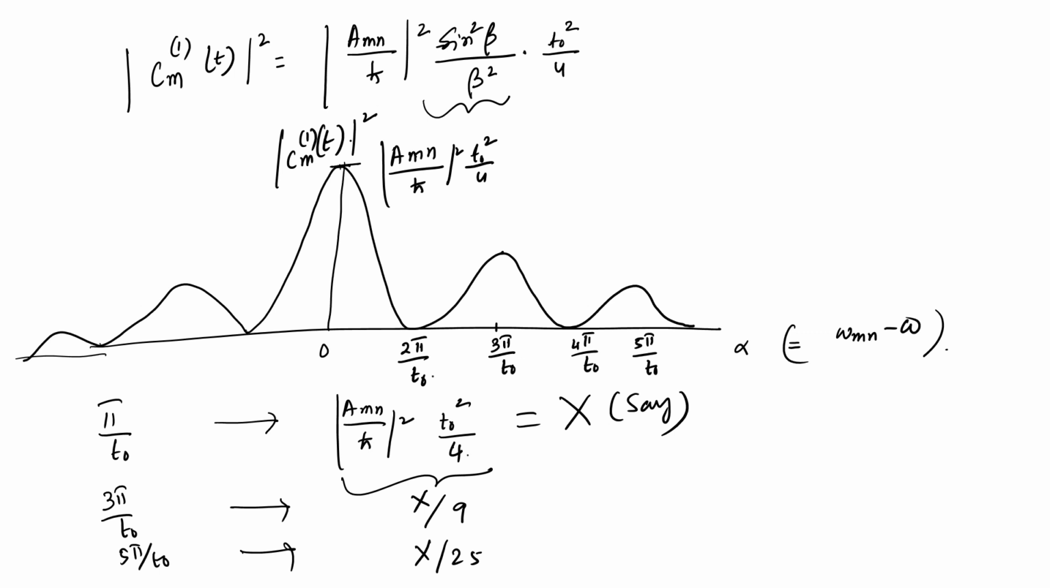So, there is no emission that is going to happen, that happens because of this sine square beta by beta square. And at 3 pi by T 0, it has a value which is 1/9 of the value that you see at alpha equal to 0, and then it becomes 1/25 of the value that you see at alpha equal to 0 at 5 pi by T 0 and so on and so forth. So, this tells you conclusively that it really goes down quickly. All right. So, this is in a nutshell what perturbation theory is.